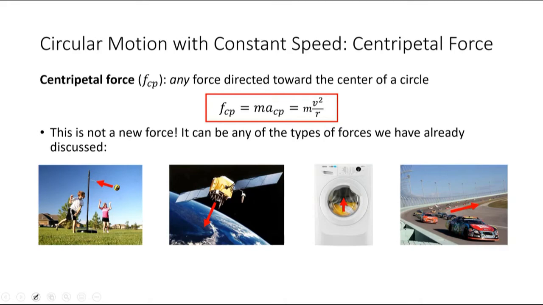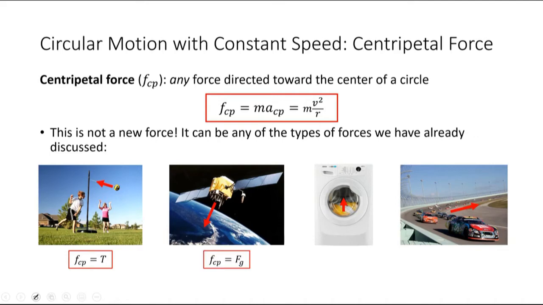So it turns out that the centripetal force is not like a new type of force. It's really just one of the old types of forces that we've talked about, but pulling the object towards the center of a circle. And so it can take the form of tension, for example, a ball on a rope here, and then it could also be gravity.